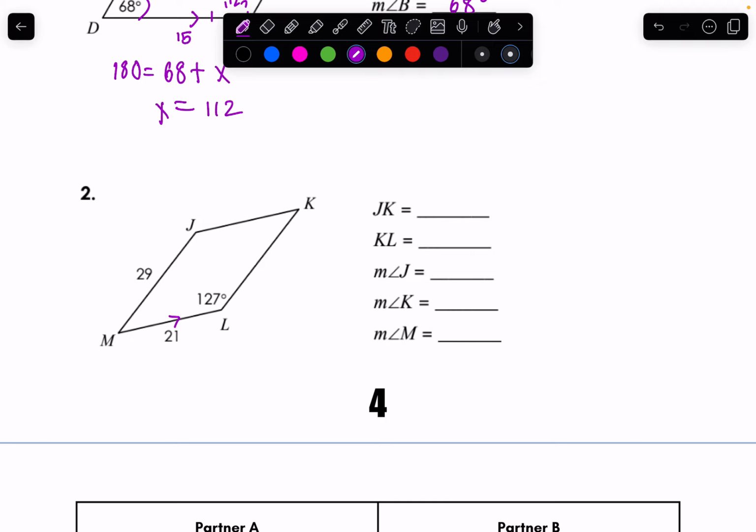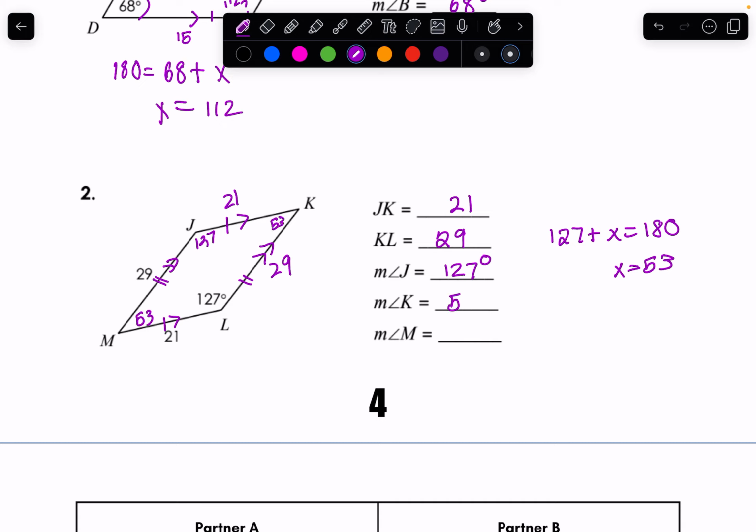Same type of thing. I'm given one side. Opposite side must be equal. Given the other side must be equal. So I know that JK is 21, KL is 29, J is going to be 127 degrees because it's opposite of L. So then I just have to solve for my last angles by doing 180 minus 127 to get that X is equal to 53. So because opposite angles are equal, I have my pair of opposite angles. And that's pretty much it.